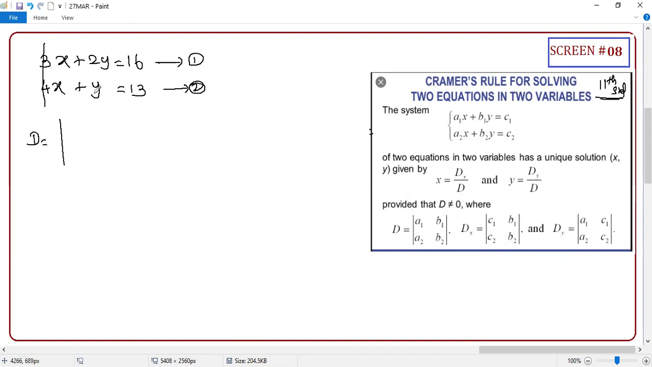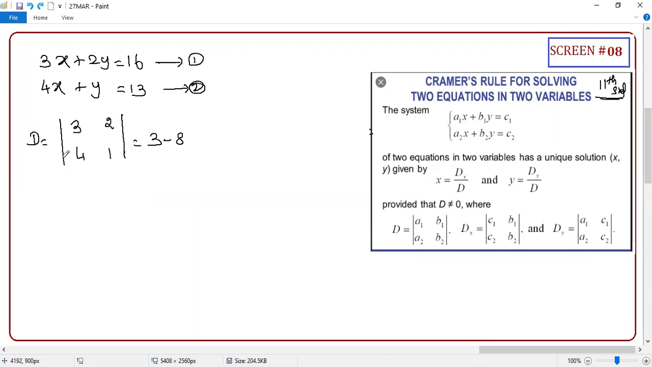D means write the x coefficient and the y coefficient. That's all. 3, 4, 2, 1. I'll tell you how to find the answer. Very simple, student. Cross multiplication. 3 into 1 is 3. 4 into 2 is 8, but minus 8. Everyone knows these are called diagonals. This diagonal is called the principal diagonal, and this is called the secondary diagonal. So first multiply the principal diagonal, 3, minus the product of the secondary diagonal.